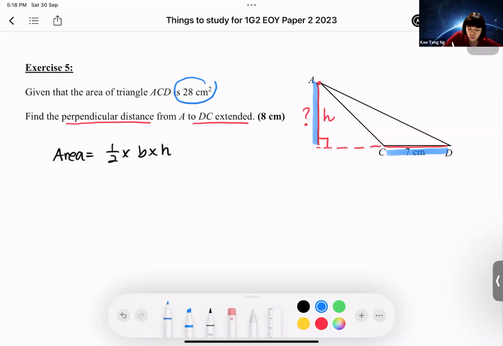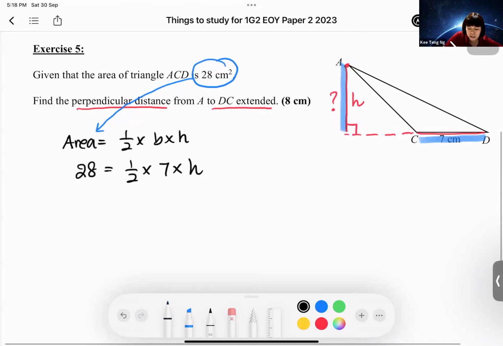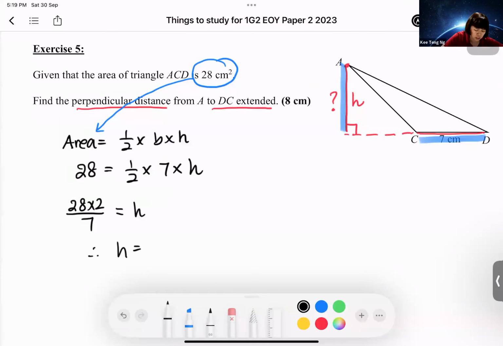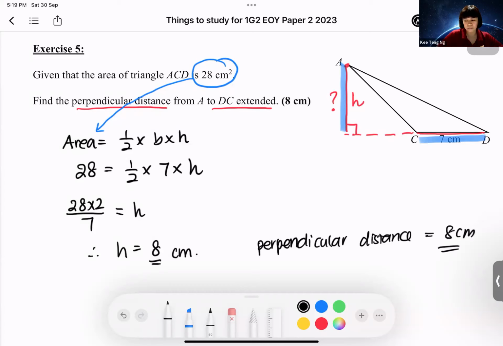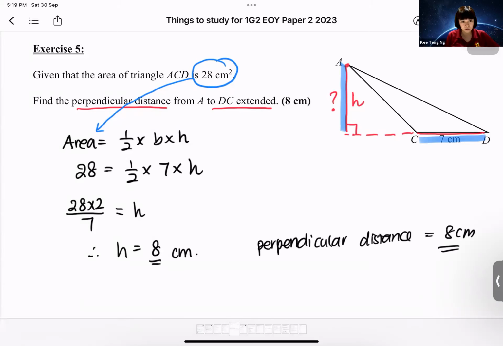So what information do we know? We already know area is 28. We will plug in area to be 28. Half times the base is now 7, and the height will be the unknown. So to undo this, I can multiply by 2, divide by 7. Or you can take 28, divide by half, divide by 7. It's still the same answer. So therefore, height equals 28 times 2, divide by 7. And that gives me 8 cm. Right, so the perpendicular distance is 8 cm. Have you gotten the concept?